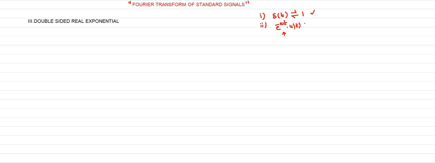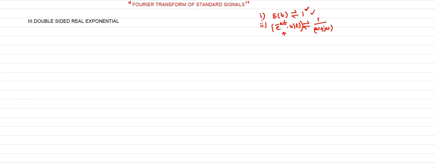Now we find the Fourier transform of this one-sided real exponential signal. The answer is 1 by a plus j omega. Vice versa is also true. The inverse Fourier transform of 1 by a plus j omega is nothing but the one-sided real exponential signal, e power minus at into u of t, or the inverse Fourier transform of 1 is nothing but your unit impulse signal.